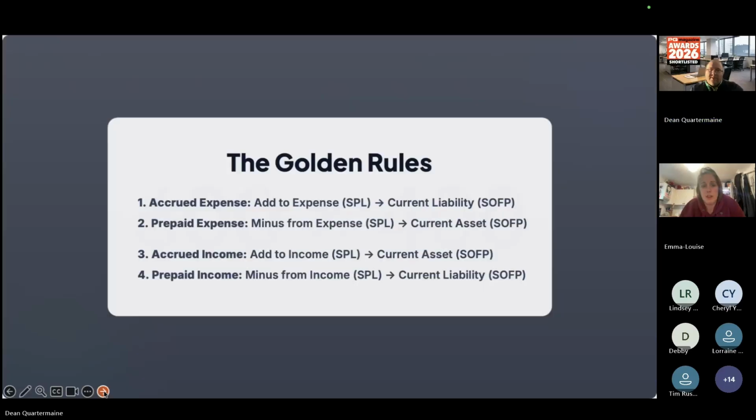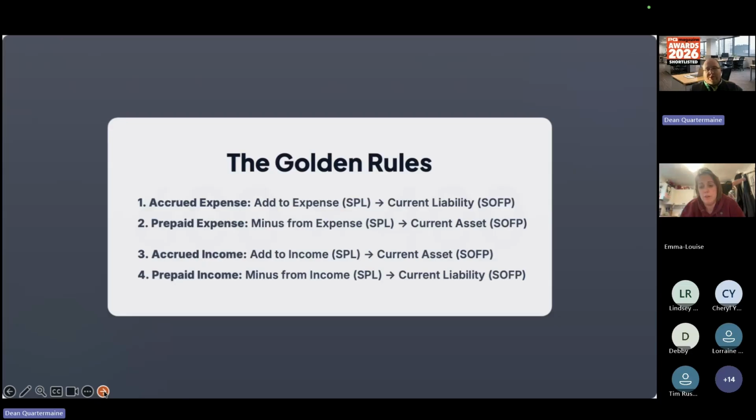So, four golden rules, really. Accrued expenses: add the expense to the statement of profit or loss, and add a current liability to the statement of financial position. Prepaid expenses: minus it from expenses, so credit expenses, and debit current assets on the statement of financial position.